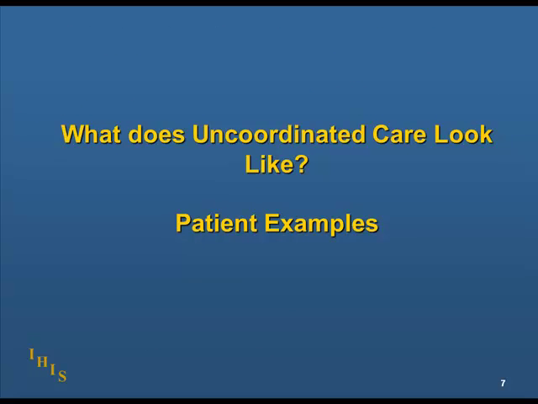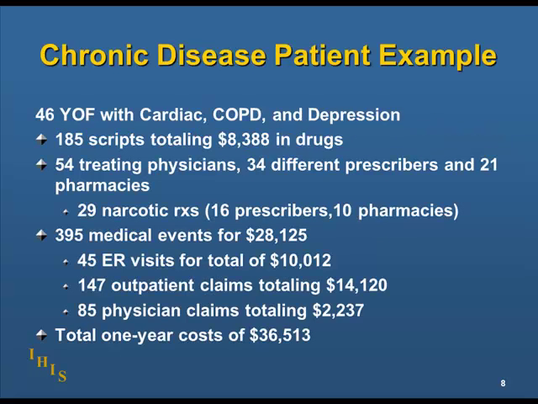So what does an uncoordinated care patient look like? How many of you have seen a real uncoordinated care patient? Yes? Sharon raises her hand. Well, we've seen a lot of them, but I thought I'd just show you a couple. So this is a 46-year-old female with cardiac disease, COPD, and depression. And she's been quite busy.